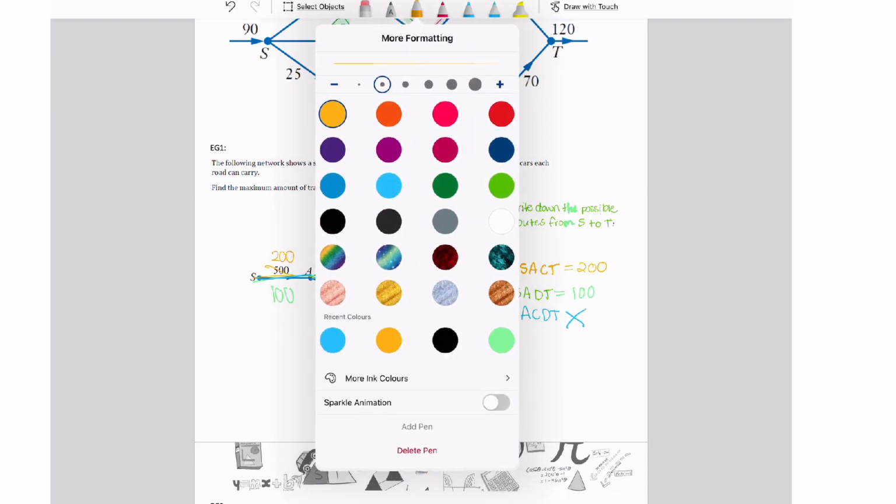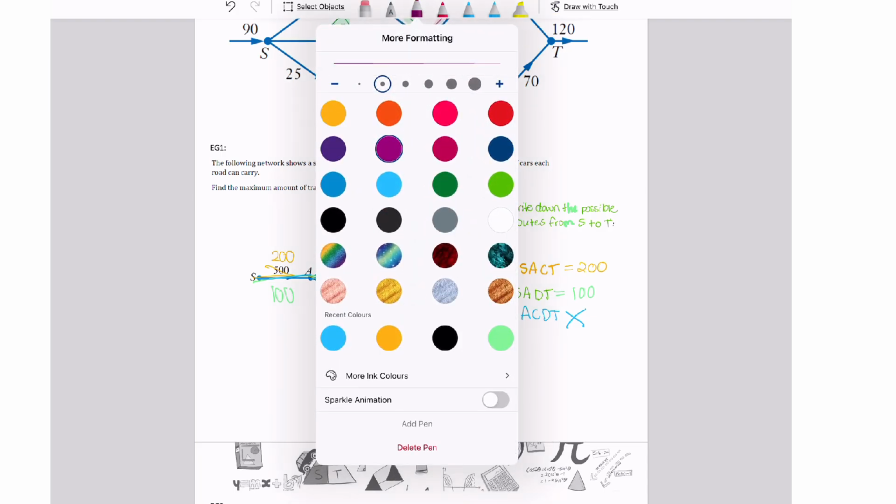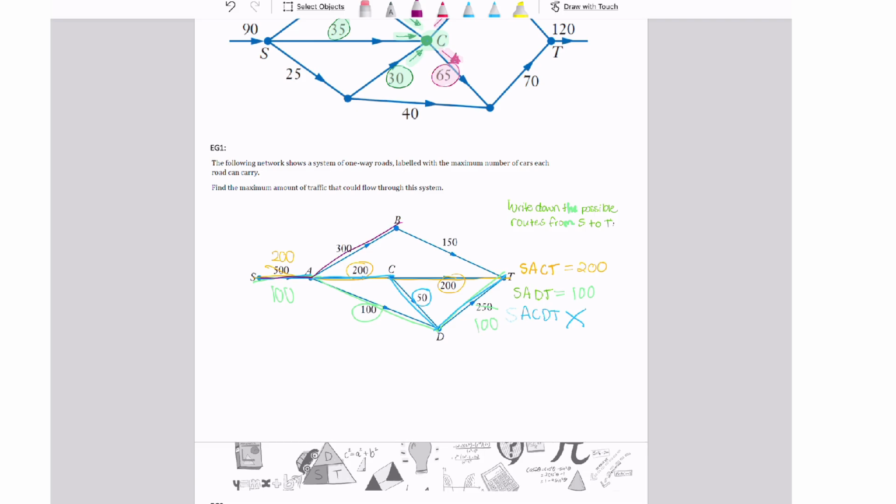And my final path I'll do here in, let's go purple, S-A-B-T.